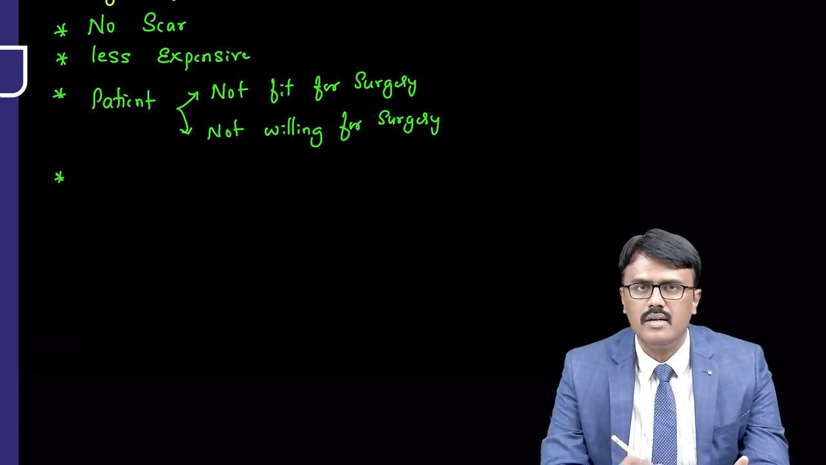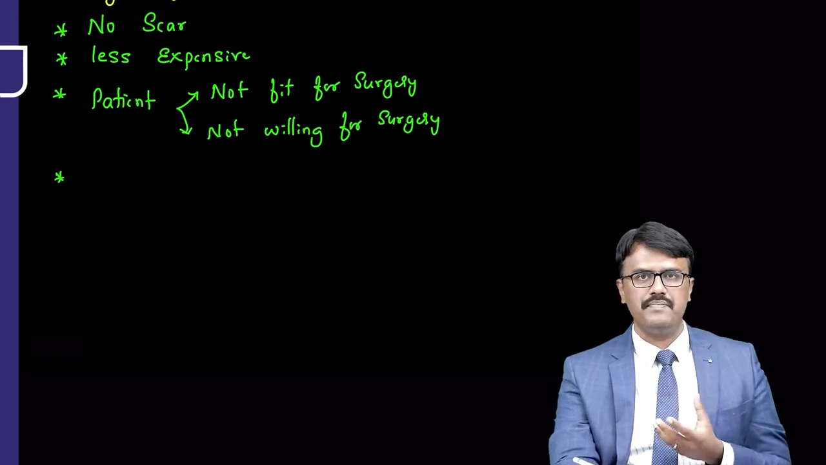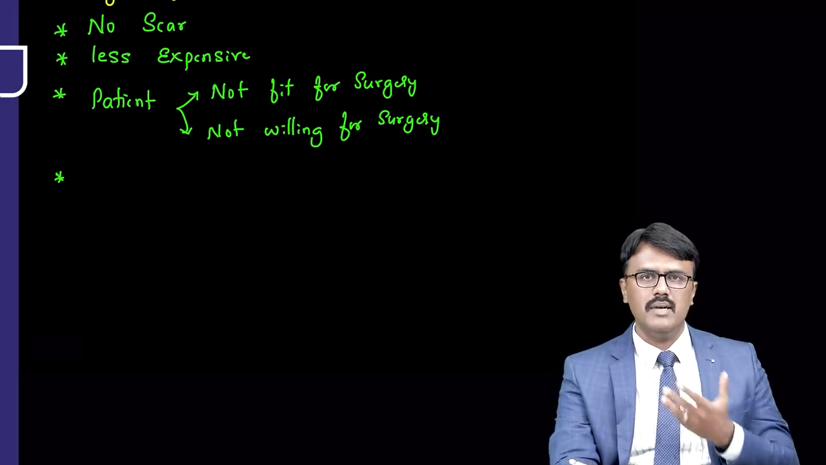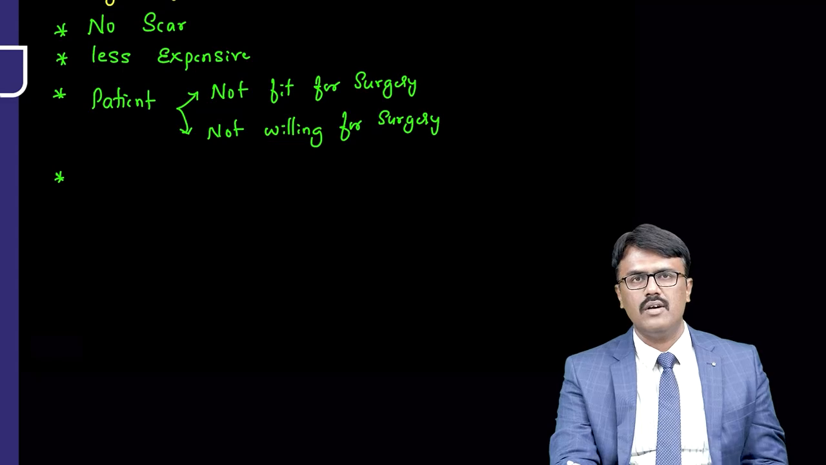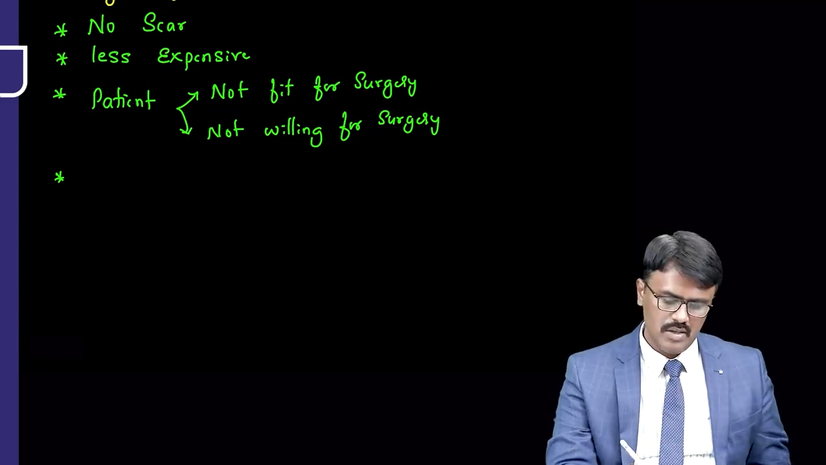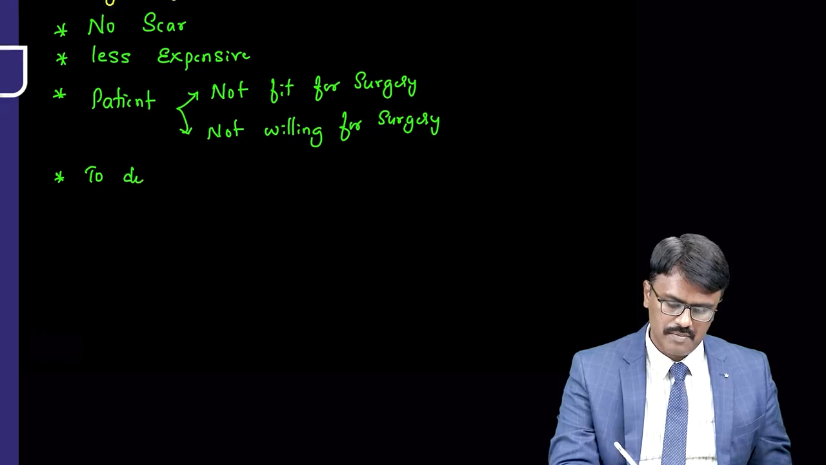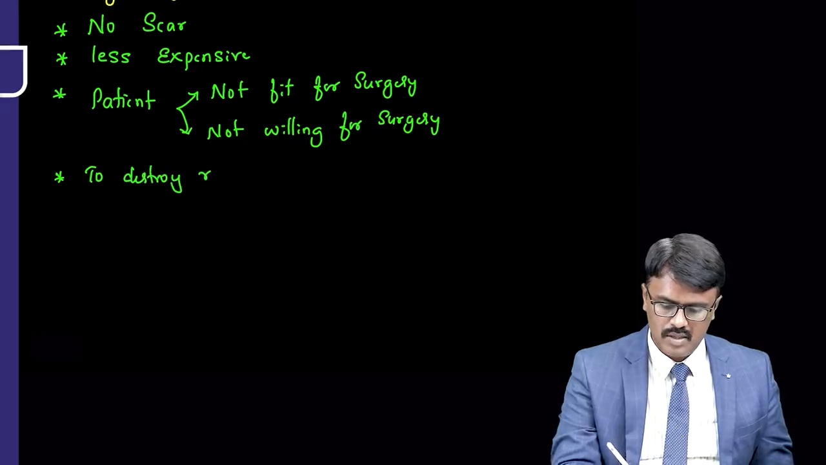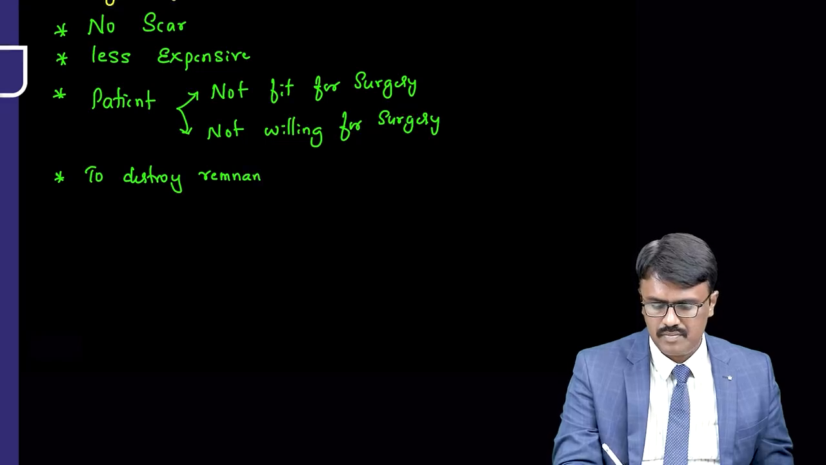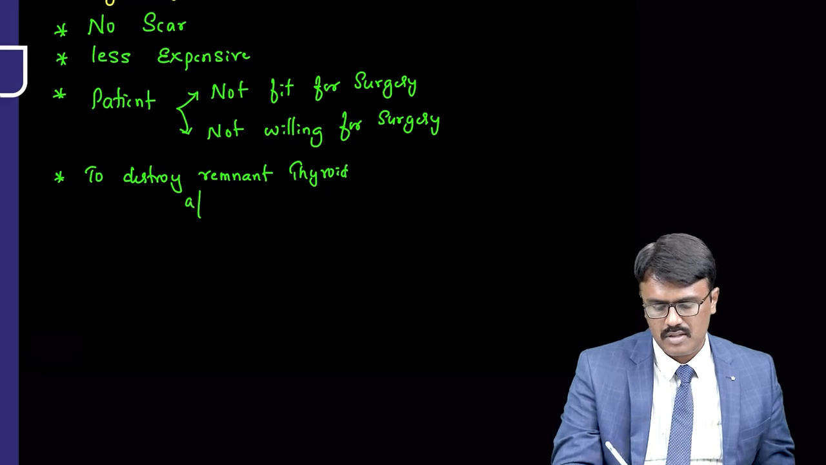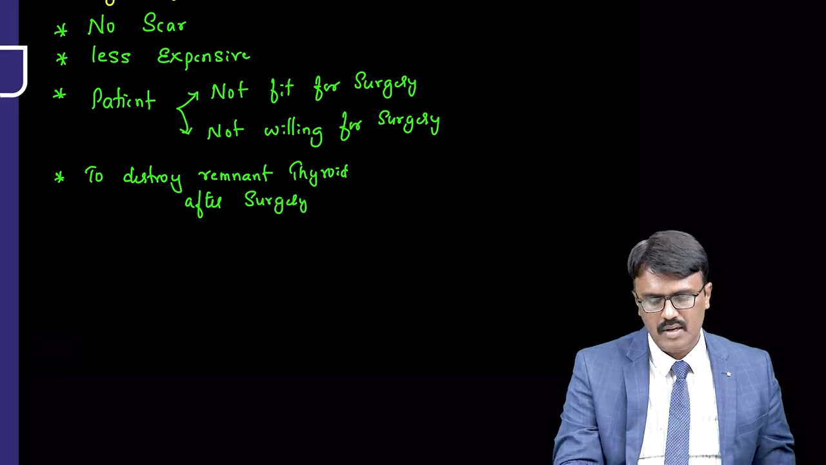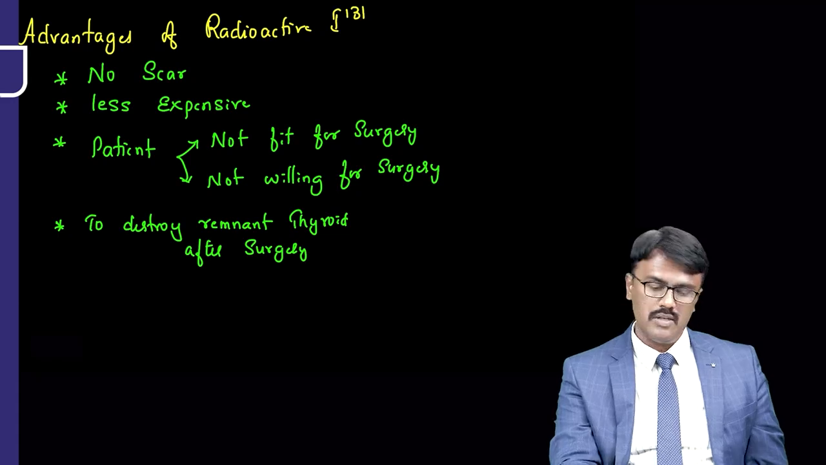Another important thing is when the surgeon has operated, many a time some remnant thyroid has remained. So again, you don't have to do the surgery. Give this radioactive iodine. The remnant thyroid is destroyed. So it is used to destroy remnant thyroid after surgery. So these are the advantages of radioactive iodine. But what are the disadvantages?